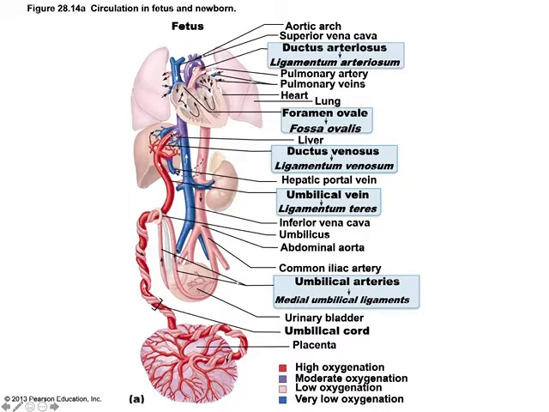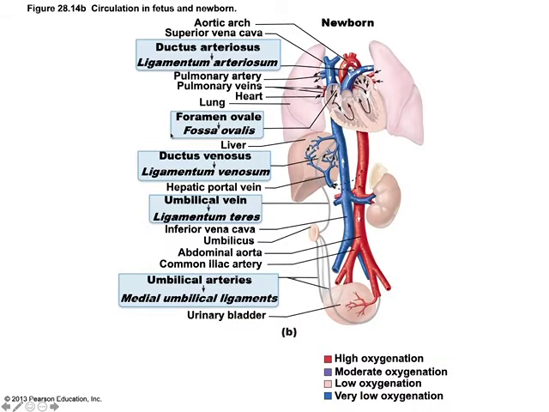And then at birth, what happens is all of these close up, and that restores the normal flow of blood in the adult so that the right side of the heart deals with oxygen-poor blood while the left side deals with oxygen-rich blood, okay? So we form the ligamentum teres. We are going to form the ligamentum venosum from the ductus venosus. The foramen ovale will close, generating the fossa ovalis, and the ductus arteriosus closes and forms the ligamentum arteriosum.